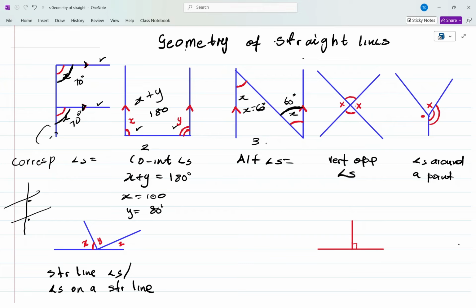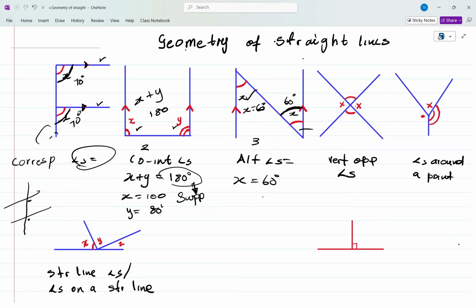I'm going to repeat. Corresponding angles are equal. Co-interior angles are supplementary, not necessarily equal. They are supplementary, meaning that when you add them, you get 180 degrees. And then alternating angles are equal. The value of x, if it's 60 in the first angle, you must also expect this one to be 60 degrees.